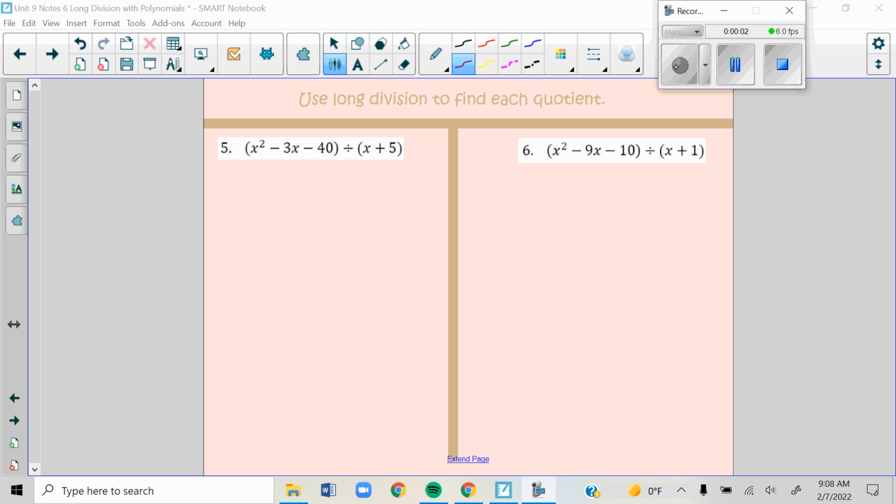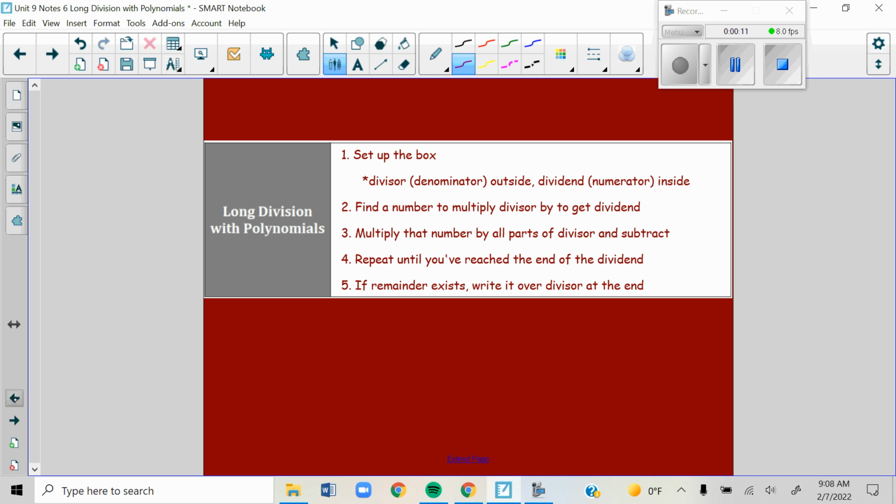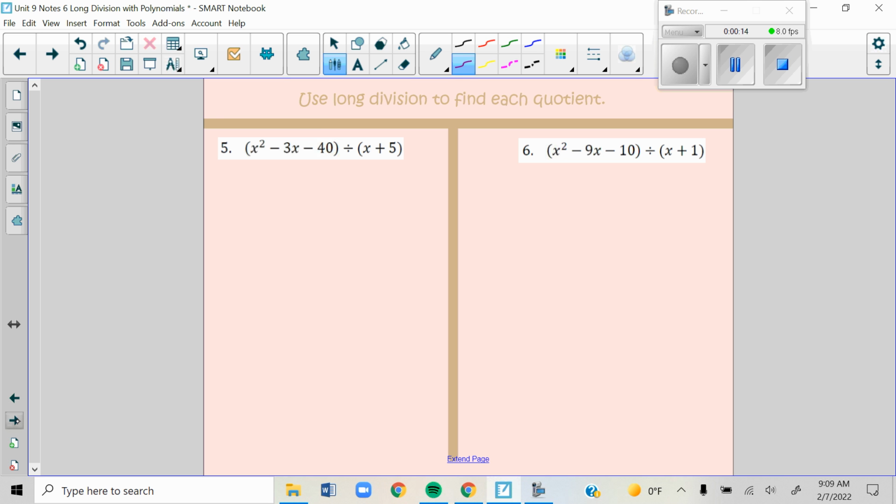Hey, ladies and gentlemen, welcome to your second part of long division with polynomials notes for 9-6. We ended our last video with you were supposed to be writing down these steps here. So if you didn't, make sure you pause it and go back and write that down.